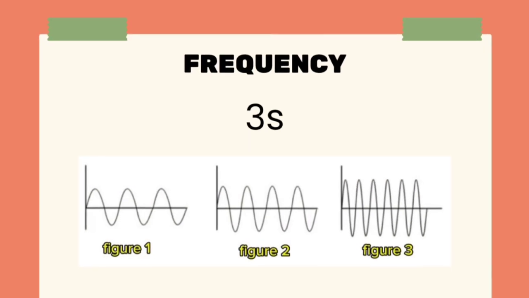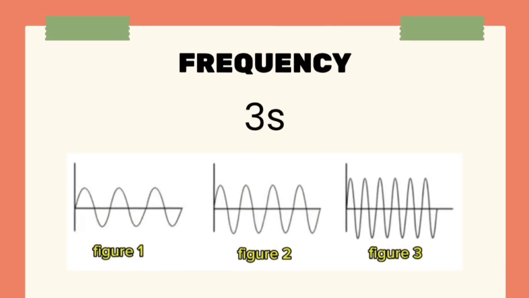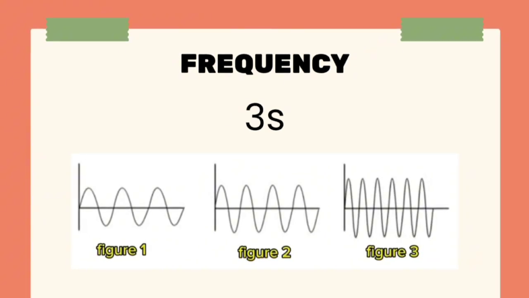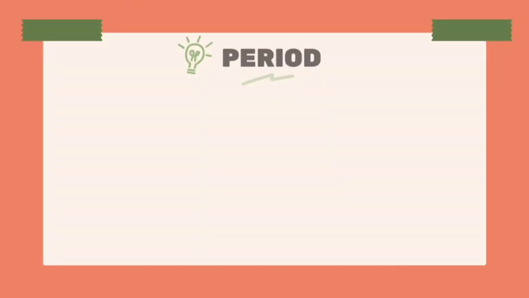In these figures, it takes 3 seconds to complete one wavelength, but in the first figure, it takes 3 seconds to complete 3 oscillations. In the second figure, it takes 3 seconds to complete 4 oscillations. And in the last figure, it takes 3 seconds to complete 6 wave cycles or oscillations.